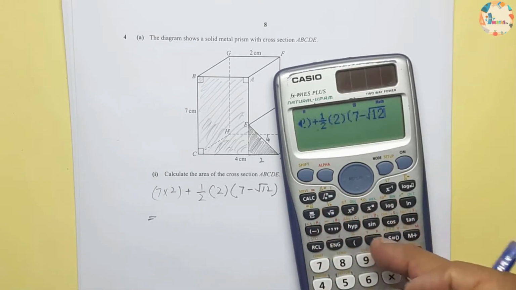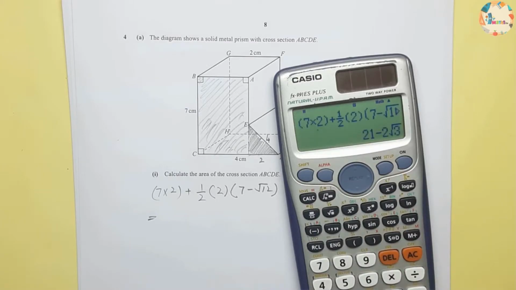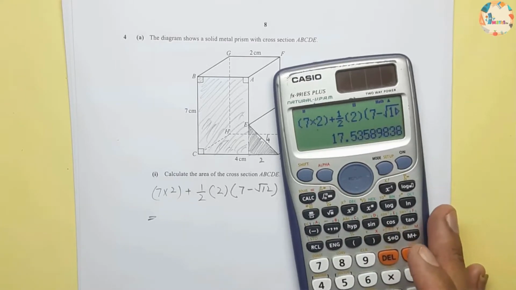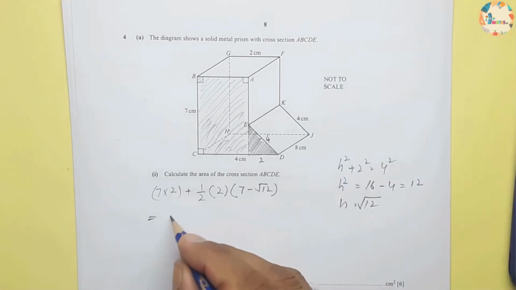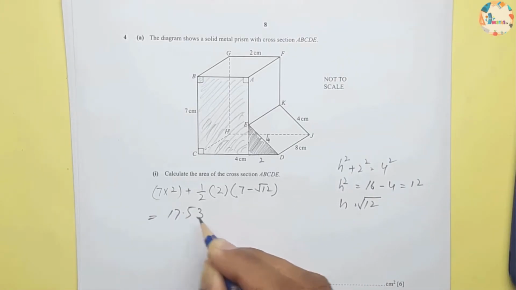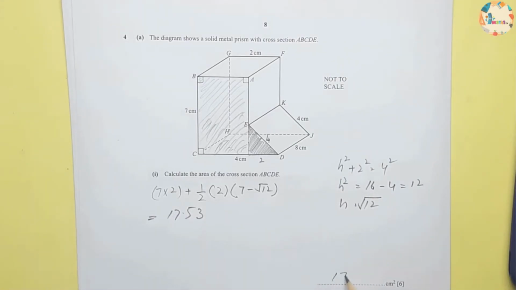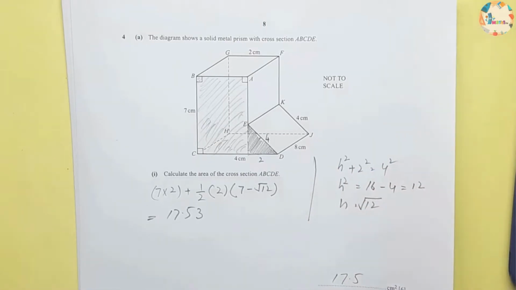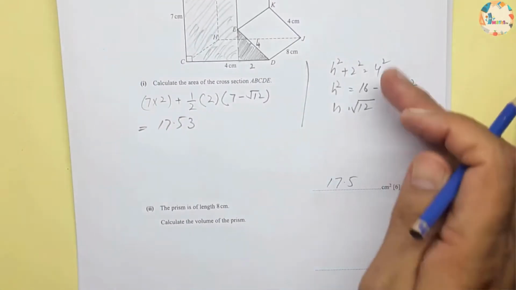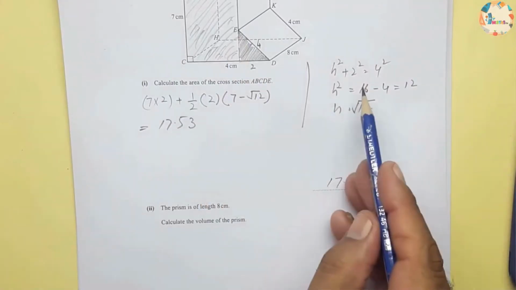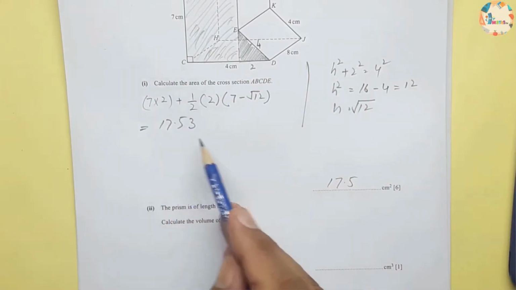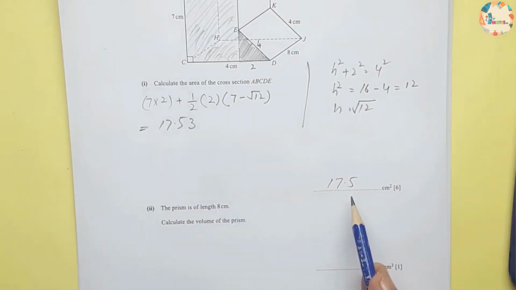So this one will be equal to 17.53. So 17.53, we can write 17.5 as the answer, and make a line over here so that we can separate. This one is the height calculation and this is the area calculation, and 17.5 is the answer.